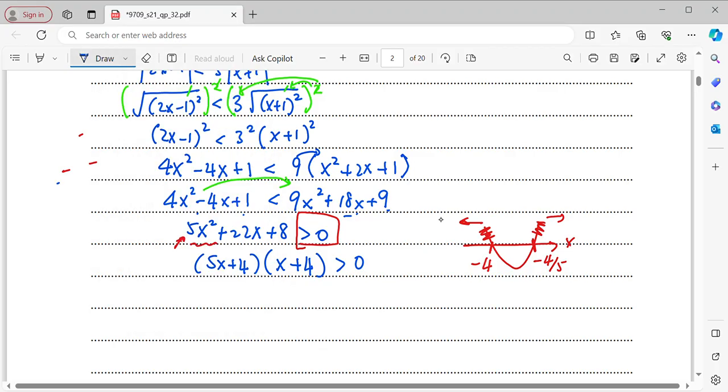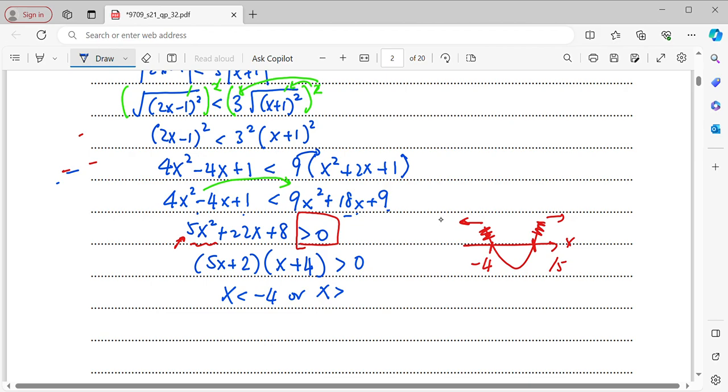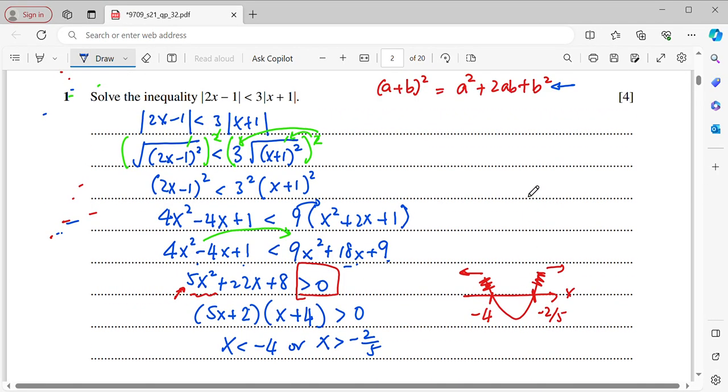So my answer will be x less than negative 4, or x is greater than, okay, I made a mistake, this is 2 plus 2, so 2 plus 8, 2 times 4 is 8. Then this is going to be negative 2, or x is greater than negative 2 over 5. So this is the solution for question 1.